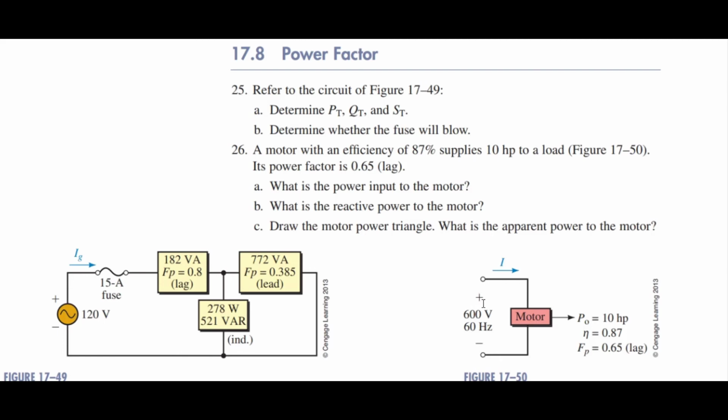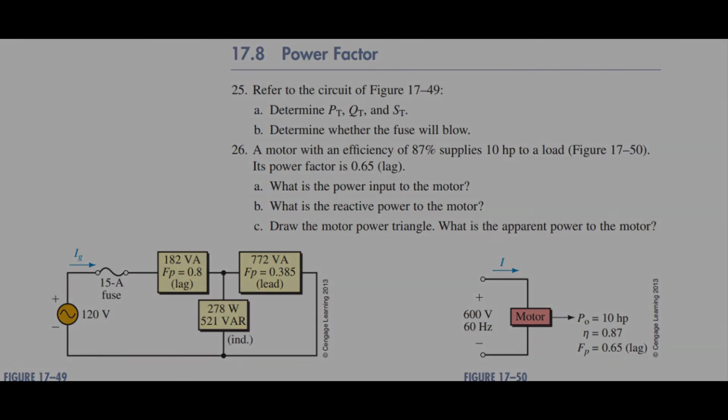So we can see from that we're connected to a 600 volt source at 60 hertz, and we have the details of the power output being 10 horsepower, our efficiency of 0.87, and remember, the textbook indicates power factor as F sub P. So we've got F sub P, or our power factor, equal to 0.65 lag, and lag of course because it's inductive.